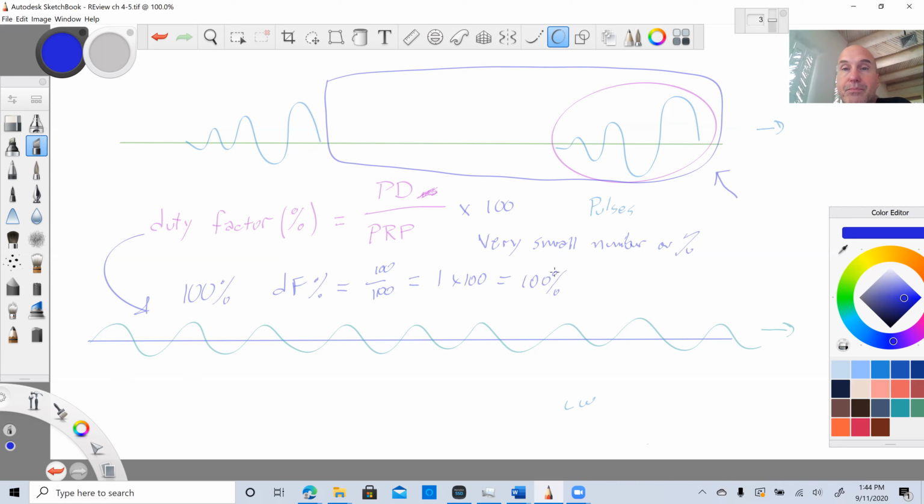Duty factors for pulse waves are very small numbers because, remember, just in general, 99% or more, I'm going to put a plus sign, is listening. So you would expect that usually your answer for duty factor is going to be less than 1%. I hope. Okay. All right, so I just wanted to get some of that out of the way.